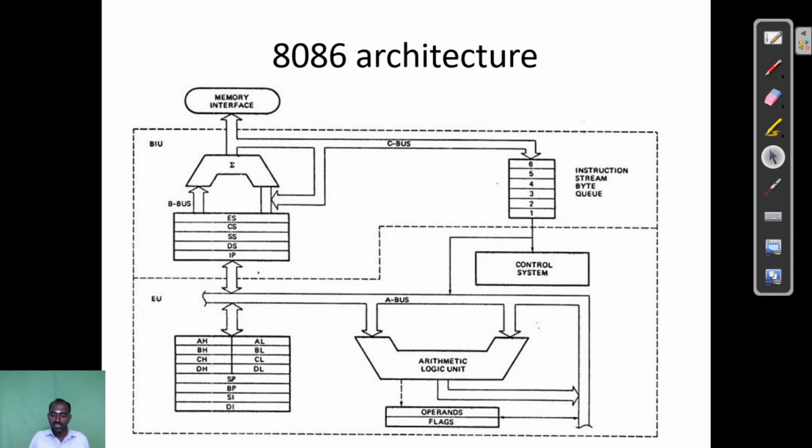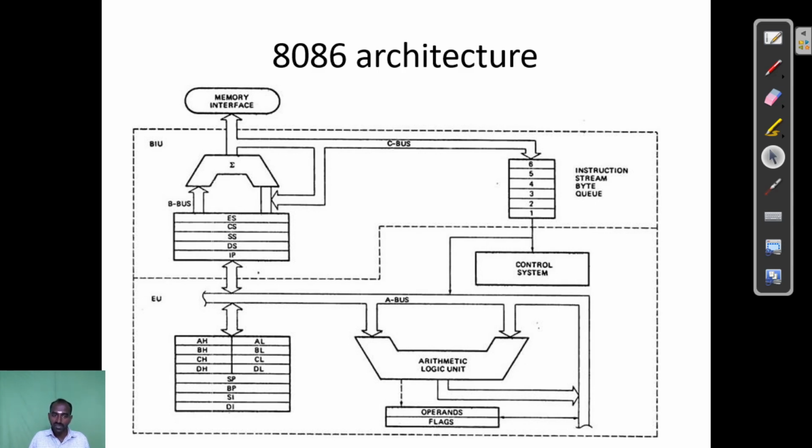Okay, next, what is the function of the execution unit? It executes the instructions. It executes the instructions that have already been fetched by the bus interface unit. Okay, this is the function of the execution unit. Next, the bus interface unit consists of segment registers, address generation, and the instruction queue. Okay, these are the elements of the bus interface unit.